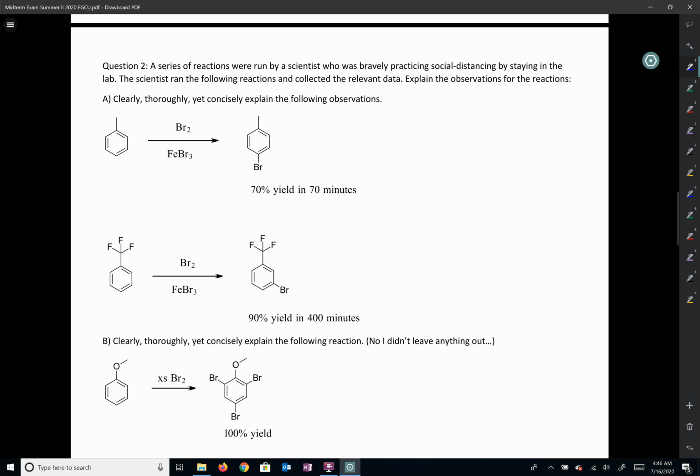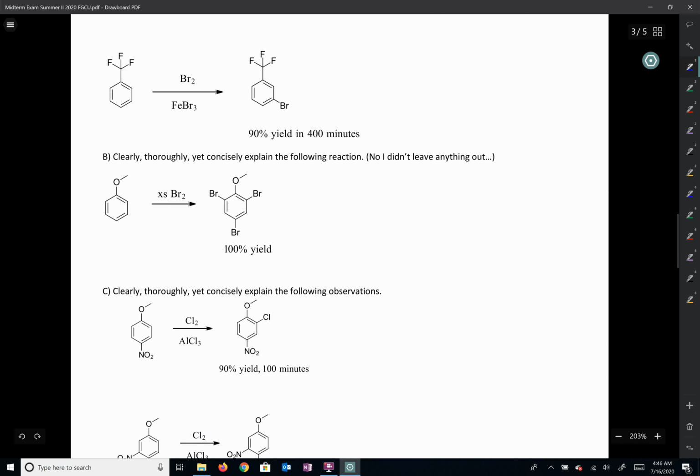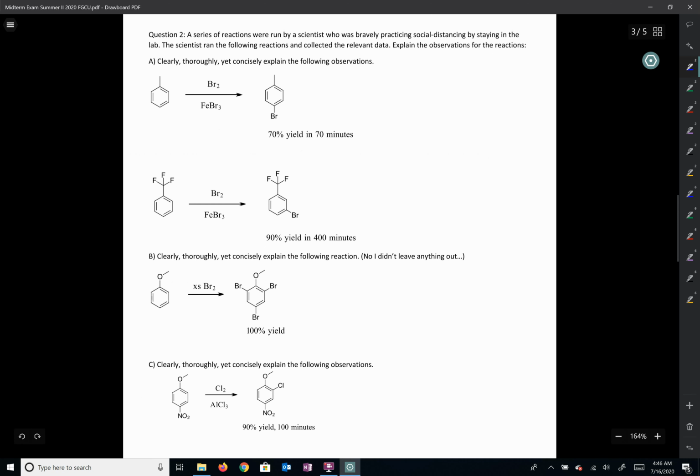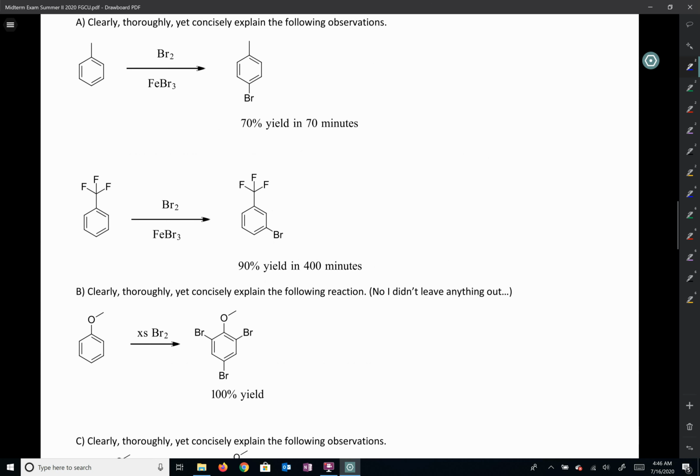Now, maybe you're like, well, the directions say to do it concisely. All I'm really saying is get to the point. Don't fluff about and add information that isn't relevant. Explain the observations. So whenever I ask you these types of questions, draw the mechanism. You guys should be able to draw the mechanism for every single question on this page, okay? Now, I'm not going to do that here because otherwise these videos would be a couple hours long. But that's the other point.